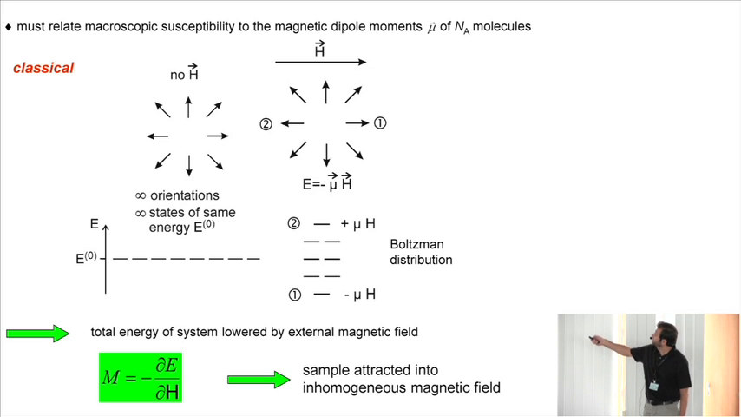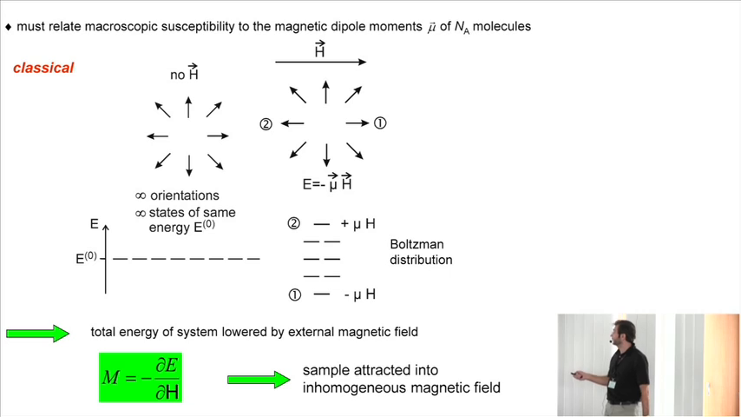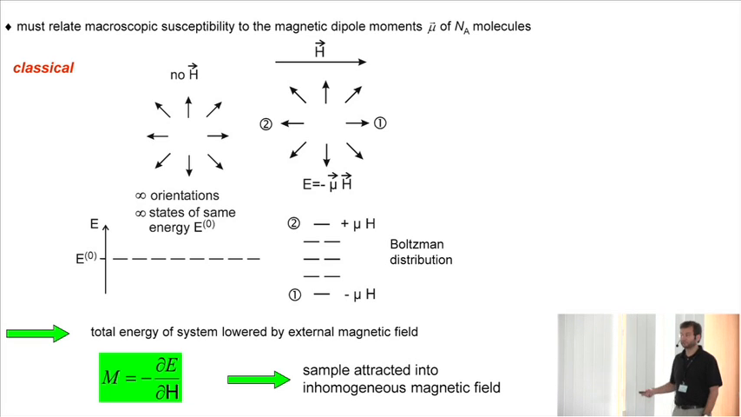Now let's look at 1 mole of molecules. I only take 8 directions of this 1 mole of molecules with these arrows. These are the magnetic dipole moments. If we have no magnetic field, all orientations exist, and all of these orientations have the same energy. This is E0, meaning 0 external magnetic field.